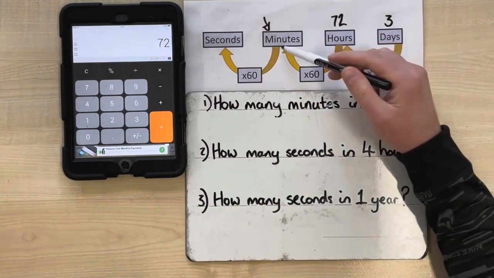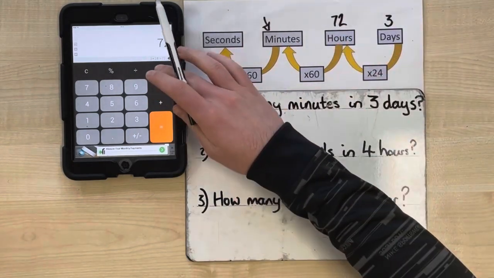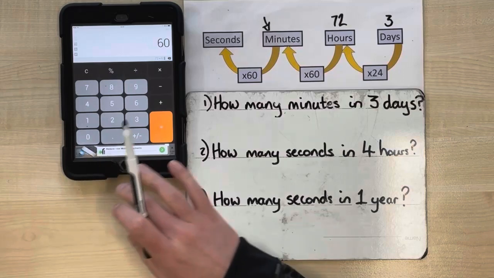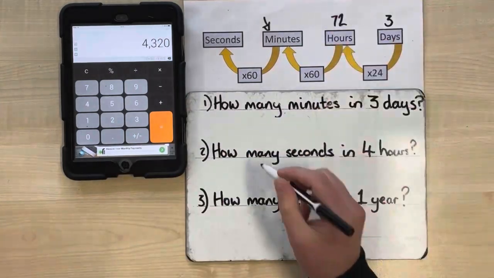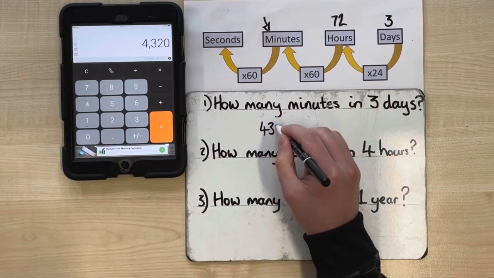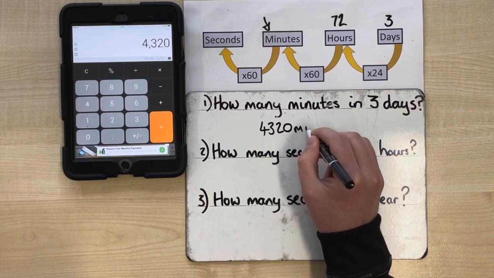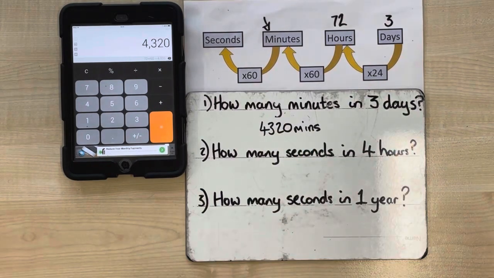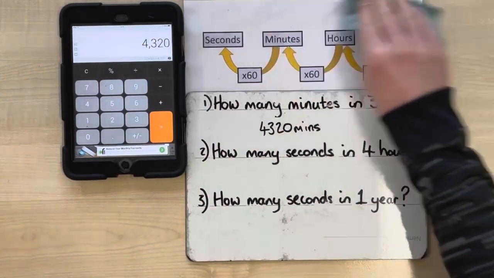To find out how many minutes are in 72 hours, I just need to multiply 72 by 60 now, which would give me 4,320 mins. I'm going to just write the shortened version just to save a wee bit of time. That's us done number 1. Let's do number 2 now.